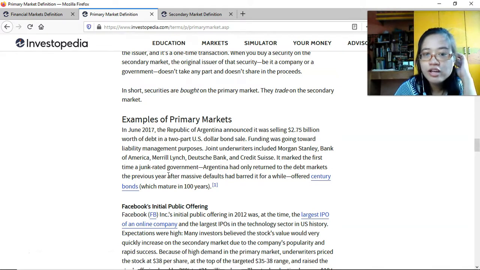It marked the first time a junk-rated government, Argentina, had only returned to the debt markets the previous year after massive defaults had barred it for a while. It offered century bonds. Wow! Century bonds, 100 years maturity.